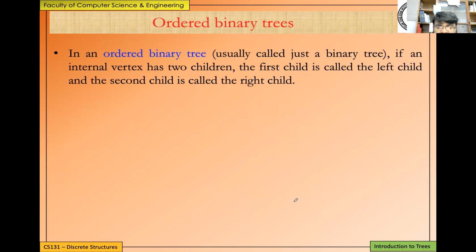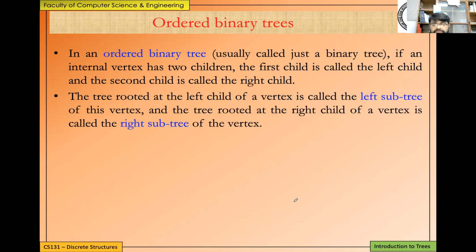So in an ordered binary tree, which we usually just call a binary tree, if an internal vertex has 2 children, the first child is called the left child and the second child is called the right child. So the first one on this side is left, the second one on that side is right. And we'll use that soon when we talk about traversal of trees and other properties.